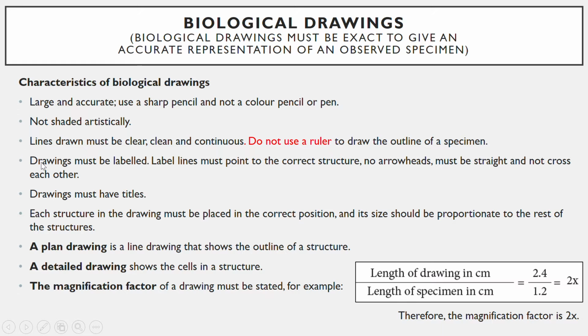Okay, this one very important. You must label all the drawings. The label lines must point to the structure. No arrowheads. Jangan gunakan anak panah. Contohnya yang ini adalah gambar. So, bila kamu melabel, mesti tunjuk betul-betul. Contohnya di sini cytoplasm. Dan jangan gunakan anak panah. It must be straight, and not cross each other.